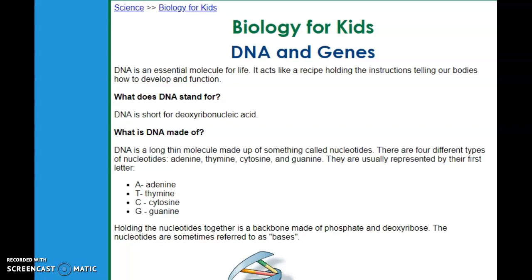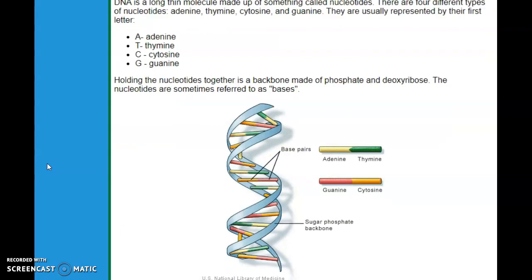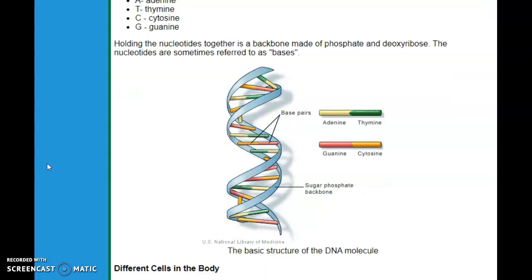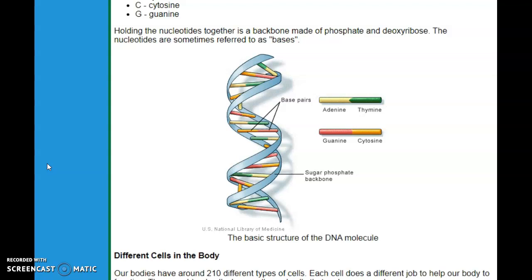They are usually represented by their first letter: A, adenine, T, thymine, C, cytosine, G, guanine. Holding the nucleotides together is a backbone made of phosphate and deoxyribose. The nucleotides are sometimes referred to as bases. The base structure of the DNA molecule.